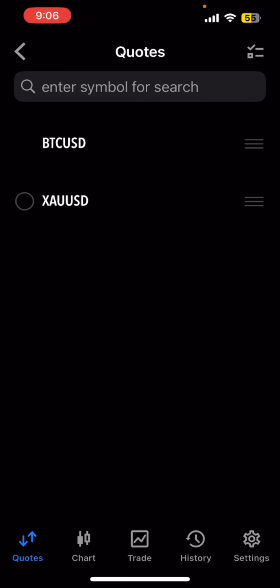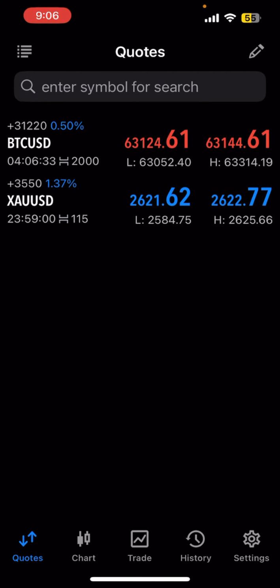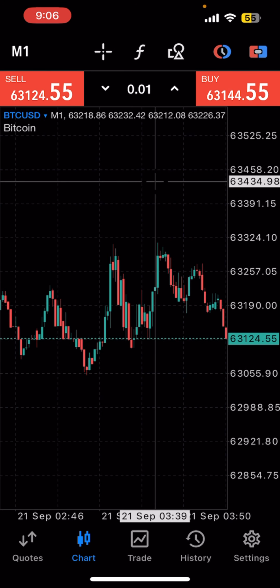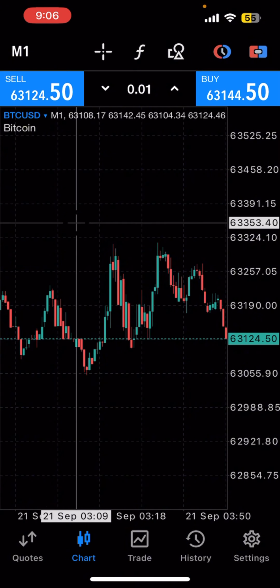So that's that. And now when I come in here, these are the only pairs that I trade. This is the only information that I want to have, and that's basically it, right? You come to the chart and you'll be able to see the live market of what's going on here, right?